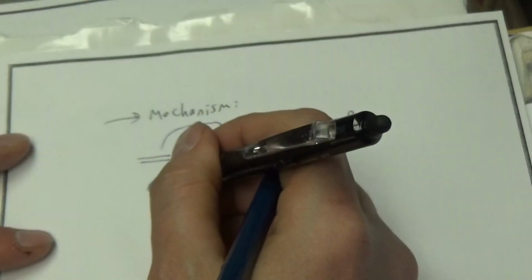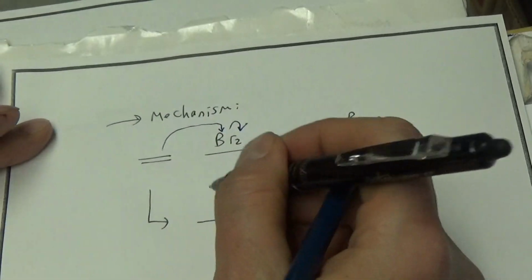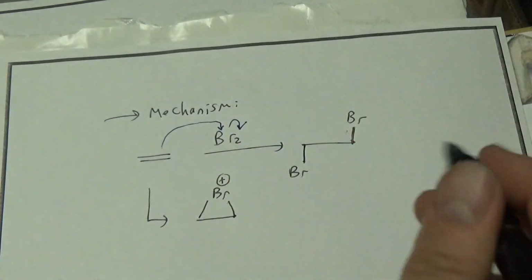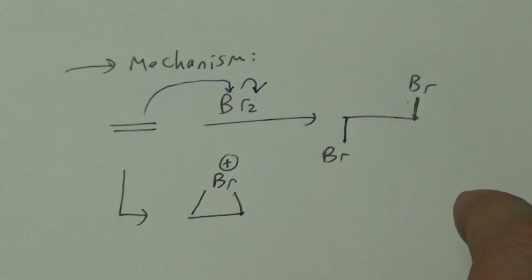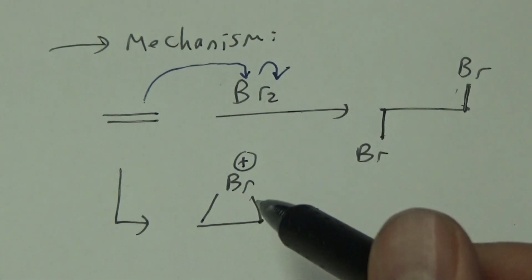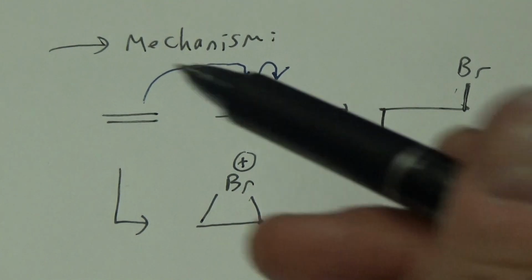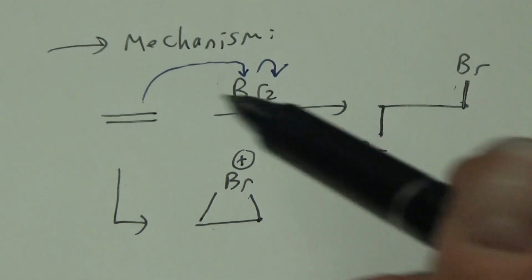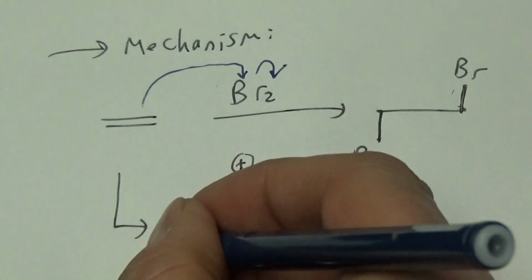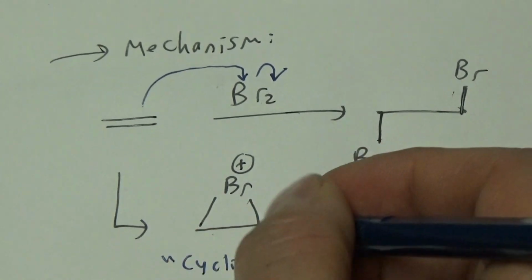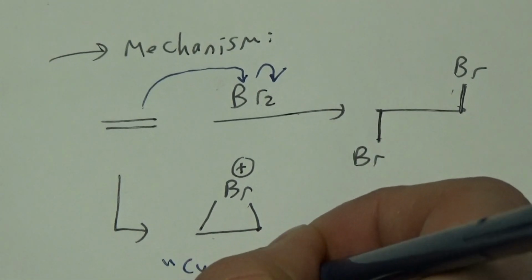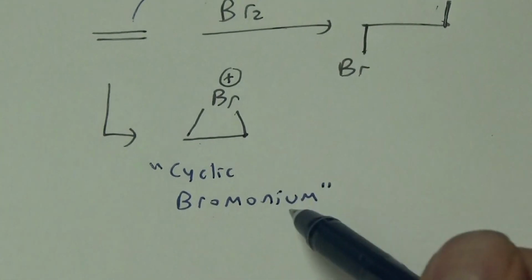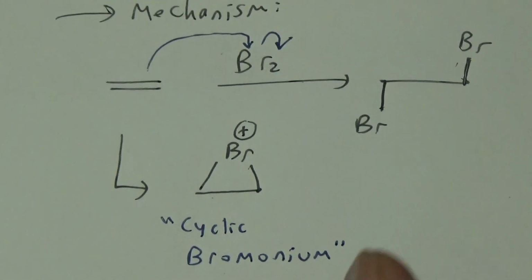Now, a funny thing with these halogens is what the intermediate looks like. It actually kind of looks like this. So it's not a normal carbocation. It's like a bromine stabilized carbocation. Kind of looks like an epoxide, right? Remember epoxides with the oxygen? Kind of looks like that. This thing's called a cyclic bromonium. That's the name of it. It's a bromonium, which is kind of like an epoxide, right?